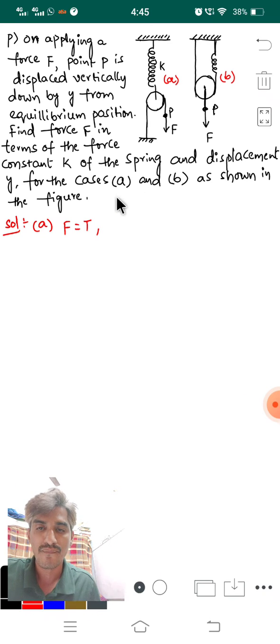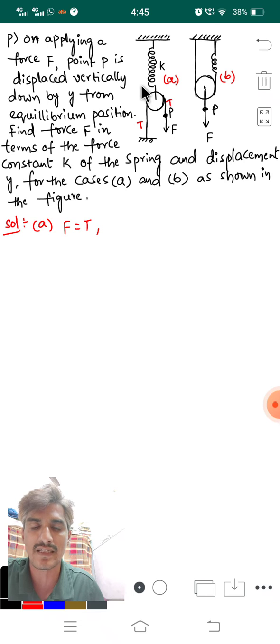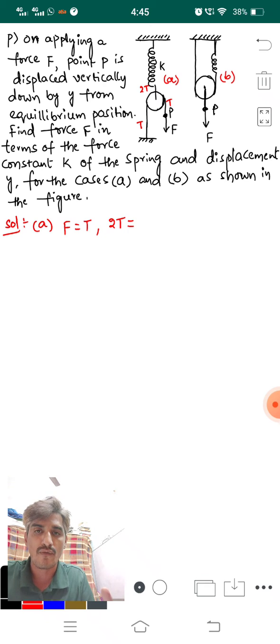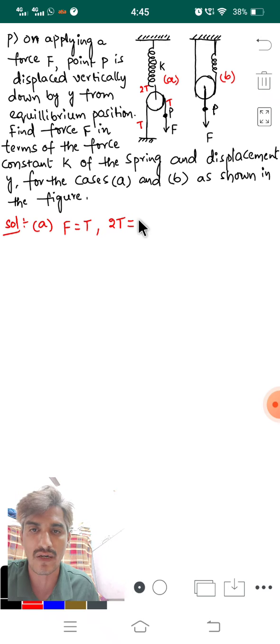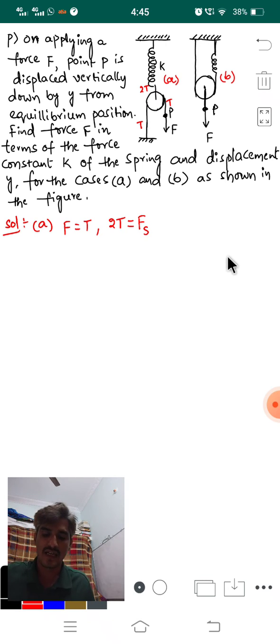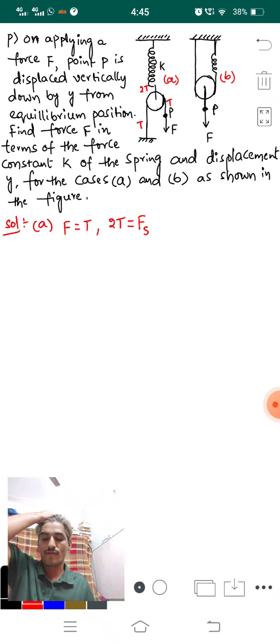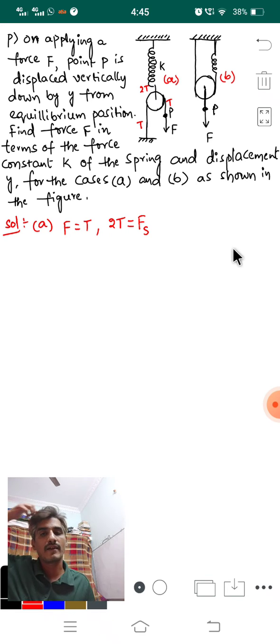And here, if this is a tension T, and here also this is a tension T, then what is the tensional force in the upward direction here? That is 2T. Therefore, the same 2T will be applied on that spring also, which means 2T will be equal to the restoring force which is developed in the spring.